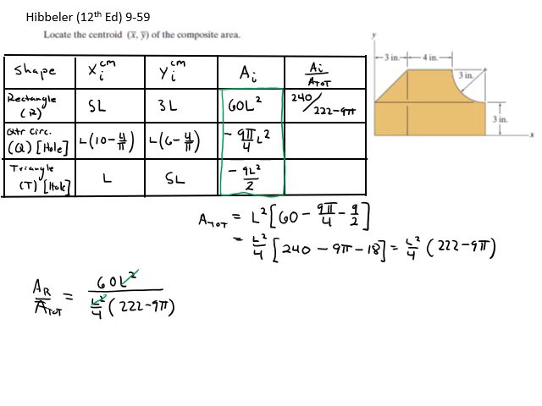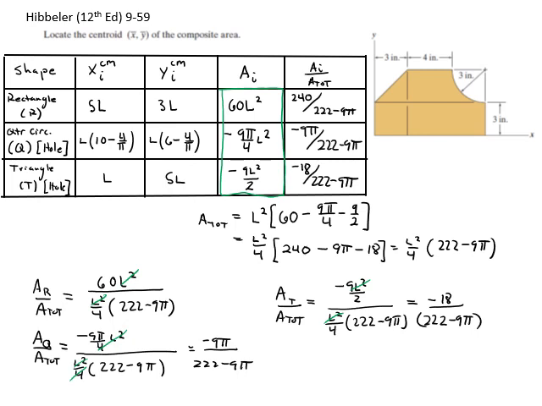Now the other two are similar, so let me just show you what those look like without going through them in detail. So there you have the others for the quarter circle and the triangle. So now we have the full table filled out, and now all we have to do is multiply a couple of numbers together in this table in order to finish the problem. So we'll show you how to do that on the next slide.